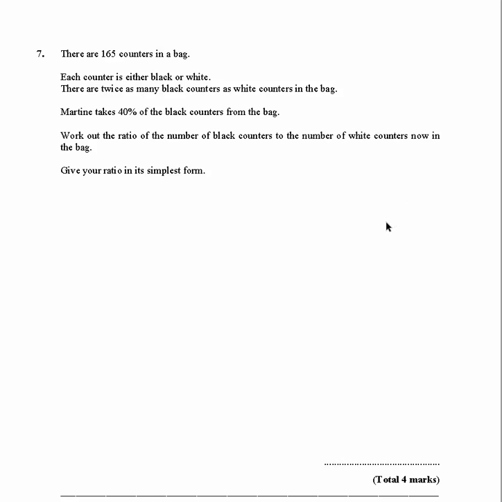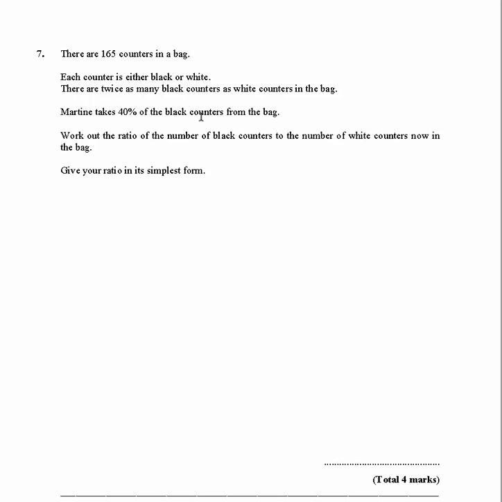So the first thing you need to do is work out how many black and white counters there are before she takes any away. Well, you know that the ratio for black to white is 2 to 1. That's what this line here is saying. And you know there's 165. So basically we've got to split 165 into 3 equal pieces. 2 will be black and 1 will be white. And once we do that, that will tell us how much each part will be. And then multiplying that by 2 will tell me how many black there are. Okay, and also 1 share will be white. Alright, so that's how you're going to find out how many black and white there are.